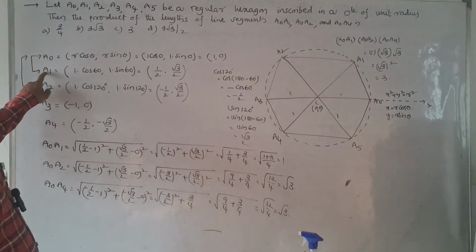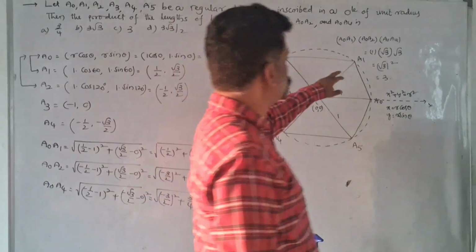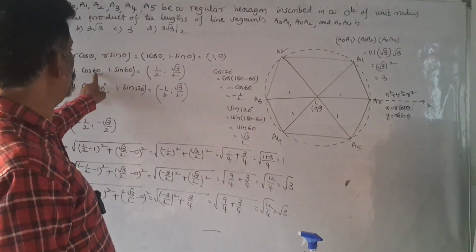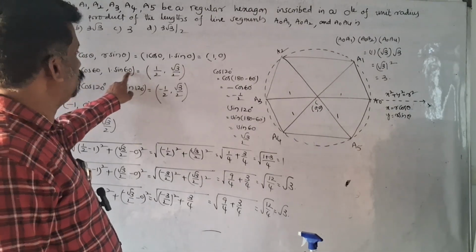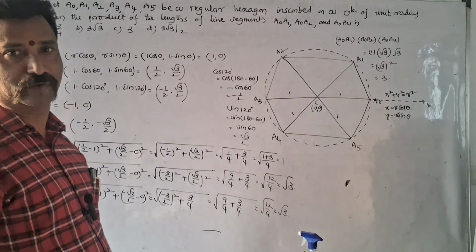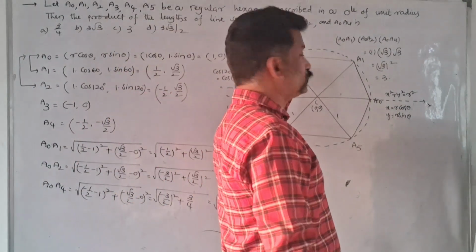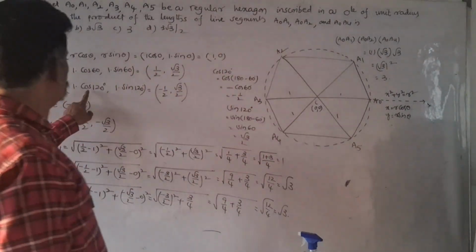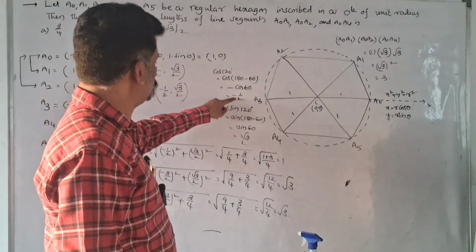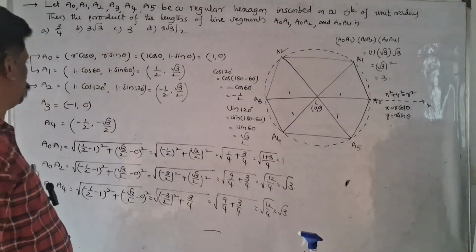Next one is a1. a1 is equal to the same, (r cos theta, r sin theta), with theta equal to 60 degrees. Why? Because it is a regular hexagon. Cos 60 is equal to 1 by 2, sin 60 is equal to root 3 by 2. And a2: this one is 60, this one is 120 degrees. So cos 120, sin 120 gives minus 1 by 2, root 3 by 2.